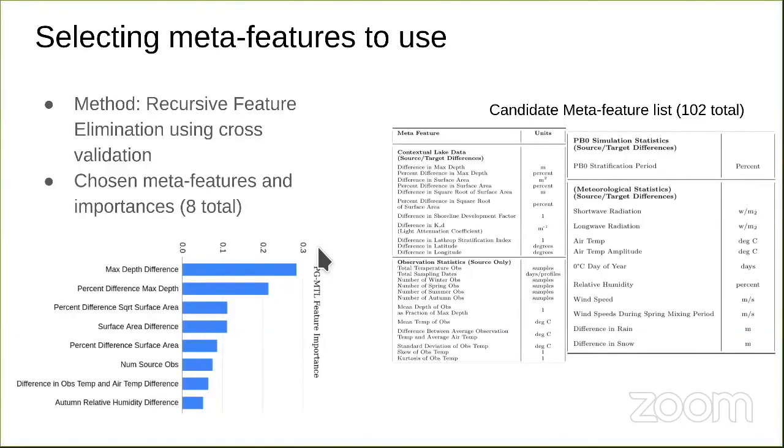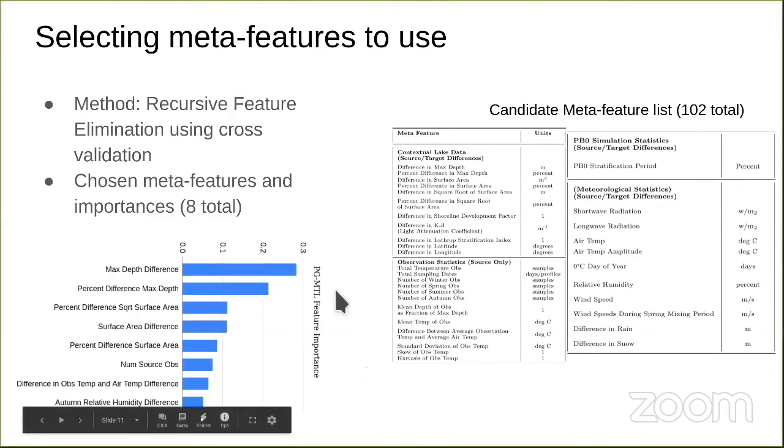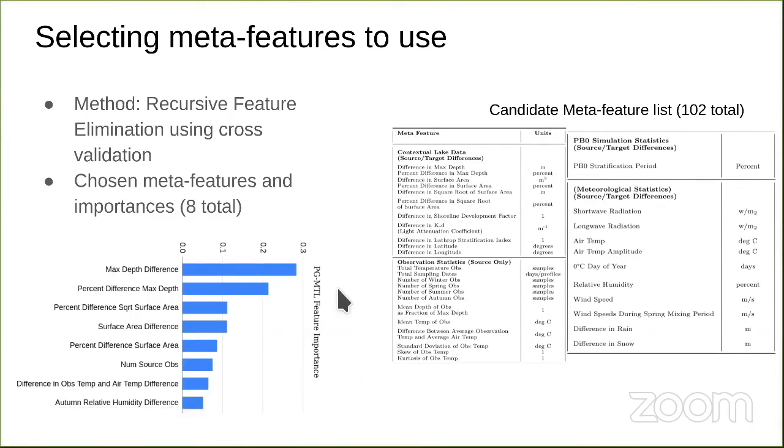In terms of selecting which meta features or lake characteristics to use, we use recursive feature elimination using cross-validation on the gradient boosting model. We threw everything in the kitchen sink at it in terms of candidate meta features, but they're basically divided into 4 different categories. We have contextual lake data, so things like the difference in max depth between the source and the target system, difference in surface area, etc. And then the second category is observation statistics. So this would be things like, how many times was the source system observed to train the source model?